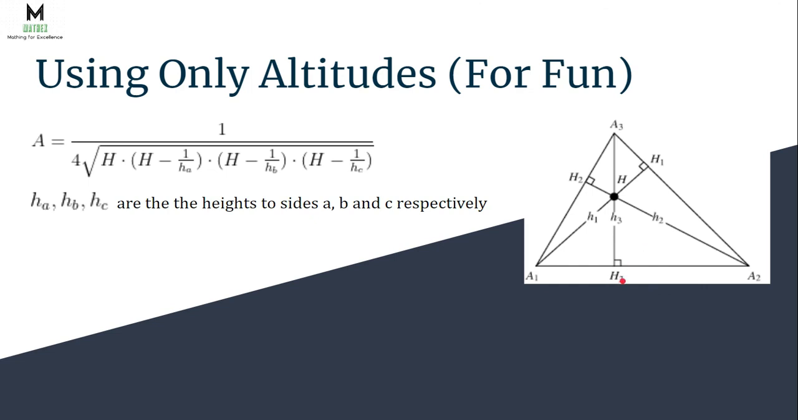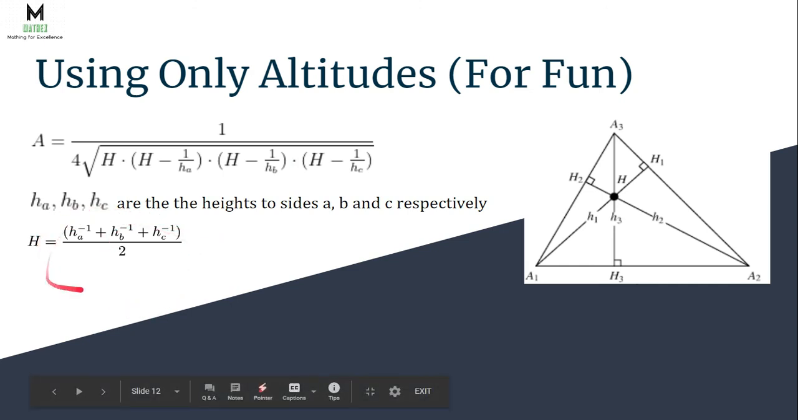Because remember, every side of a triangle has its own respective height. And you can find that height by just dropping the perpendicular from the opposite vertex. So we found out what HA, HB, and HC were in this expression, but we don't know what big H is. Basically, big H is just kind of like the average of the reciprocals of the heights.